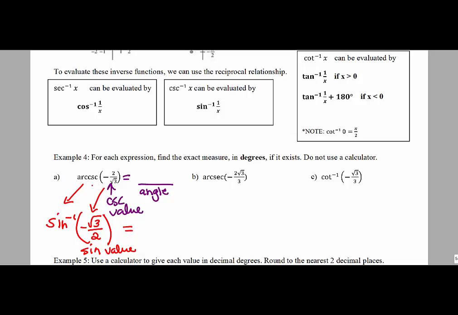So the same angle that has a cosecant value of negative 2 divided by the square root of 3 has a sine value of negative square root of 3 divided by 2. So what angle would that be? We look on our unit circle, and remember that we have to look for angles in quadrants 1 and 4. We think about the angles in quadrant 4 as being negative angles. So this is our 60-degree family, and we'll think about that as negative 60 degrees.